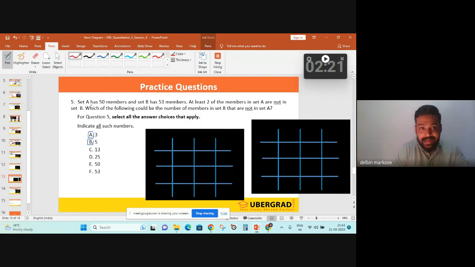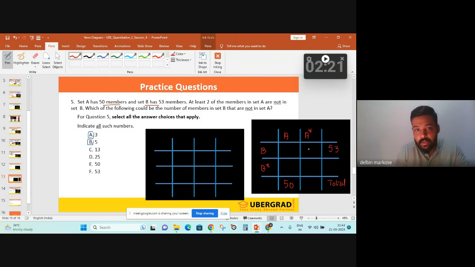Set A has 50 members and set B has 53 members. Let me write the category. Set A, not in set A. Set B, not in set B. This is the total number. Set A has 50 members, so this will be the total number. Set B has 53 members.